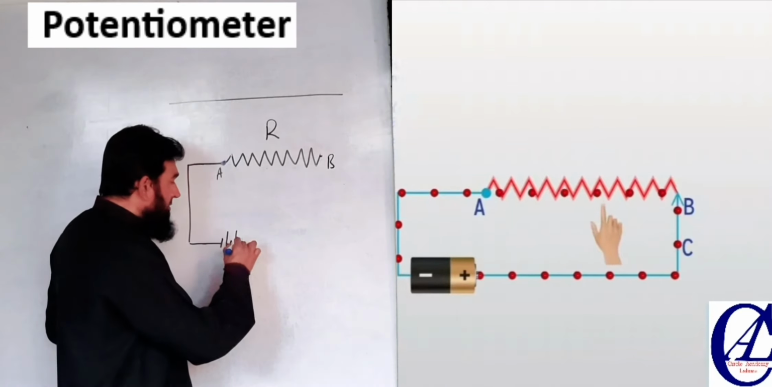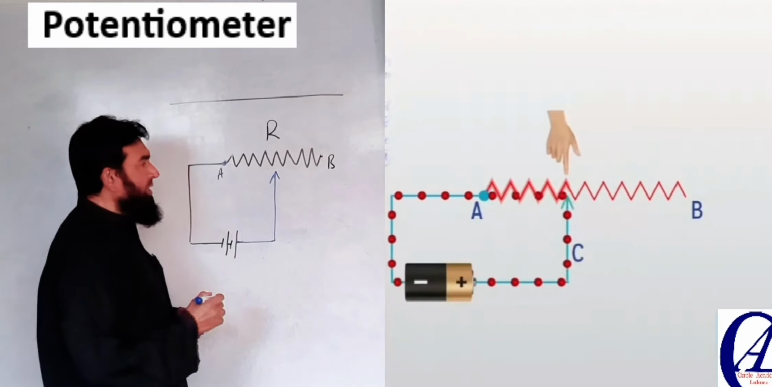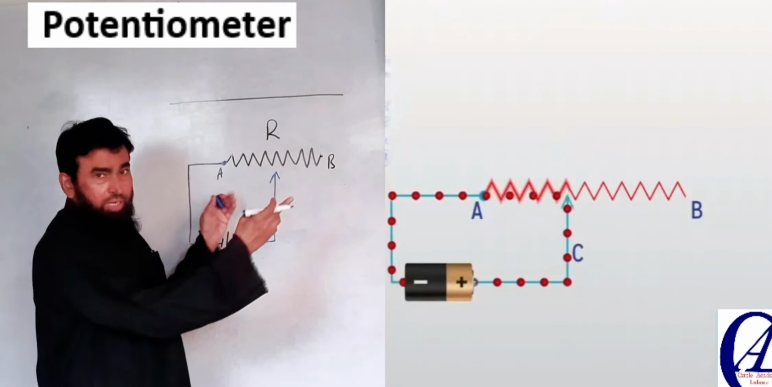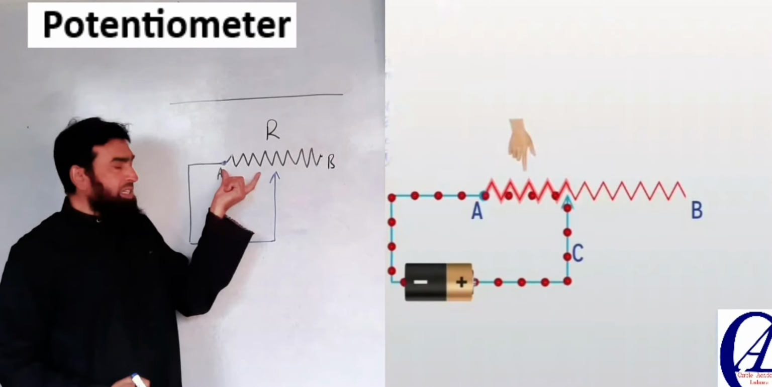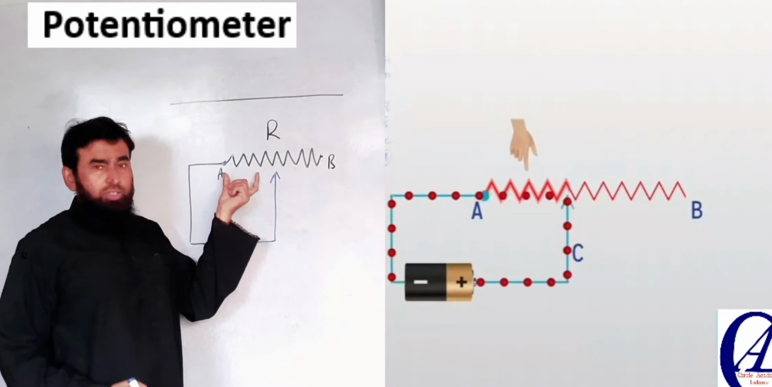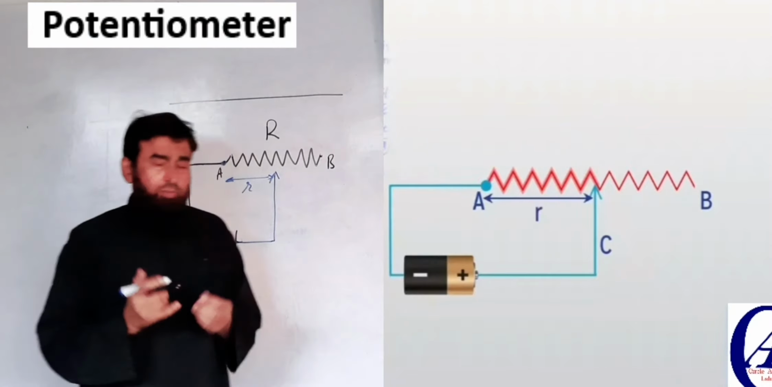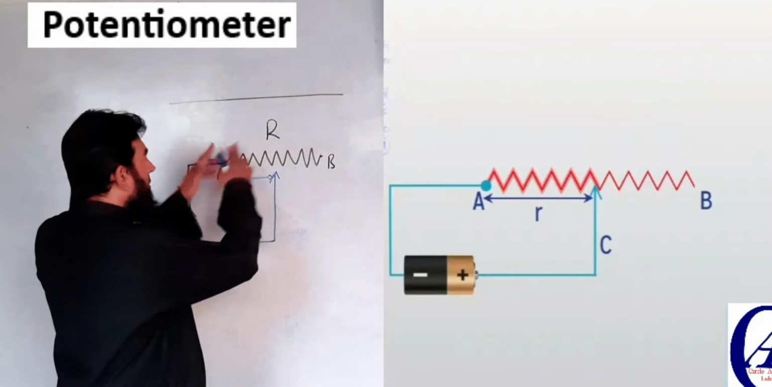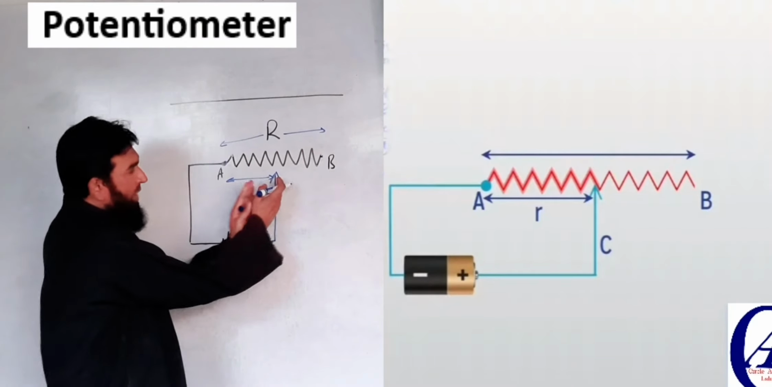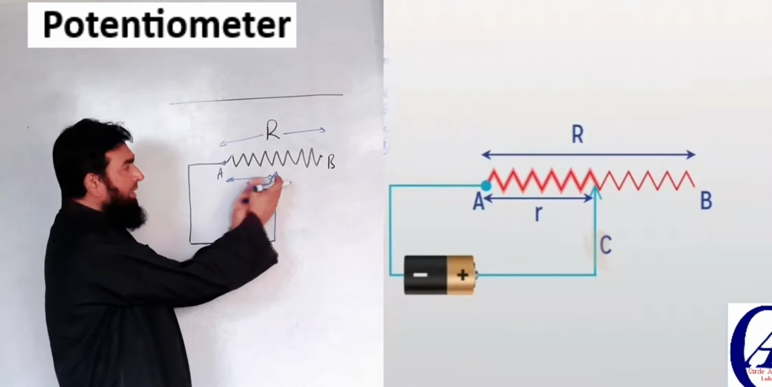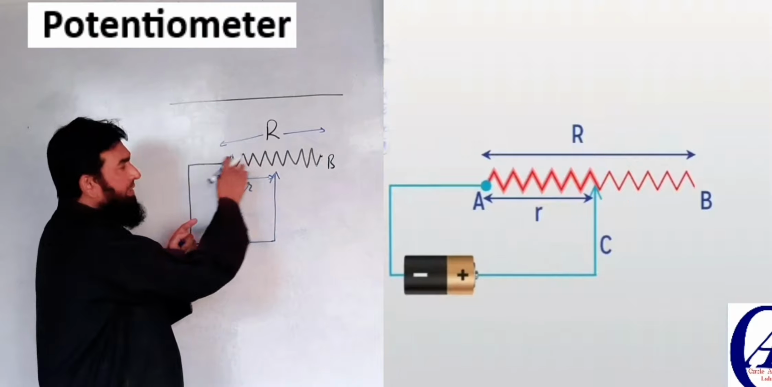So if while sliding this terminal, I stop it at this point, then this resistance will be utilized. Although R is the total resistance of the wire, at this point this will be the portion of this resistance. Say it is small r. So this small r is the resistance of this much portion of the wire. Capital R is basically the total resistance of this wire, but where you have brought this sliding terminal, that will be the portion of the wire which is used in the circuit through which the current has to pass.